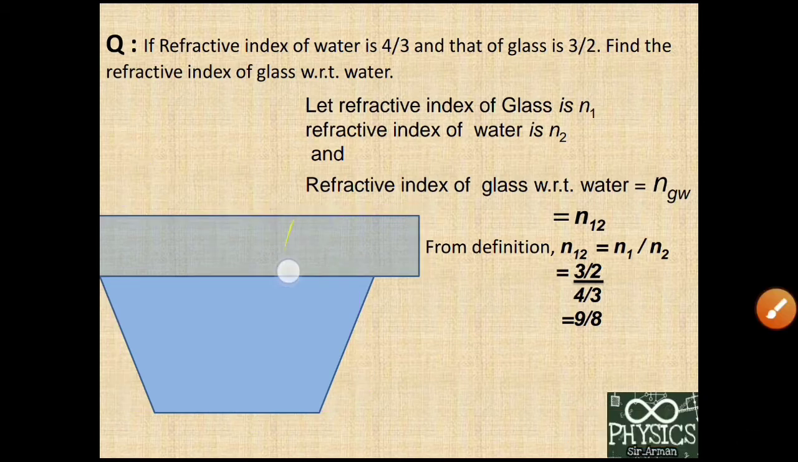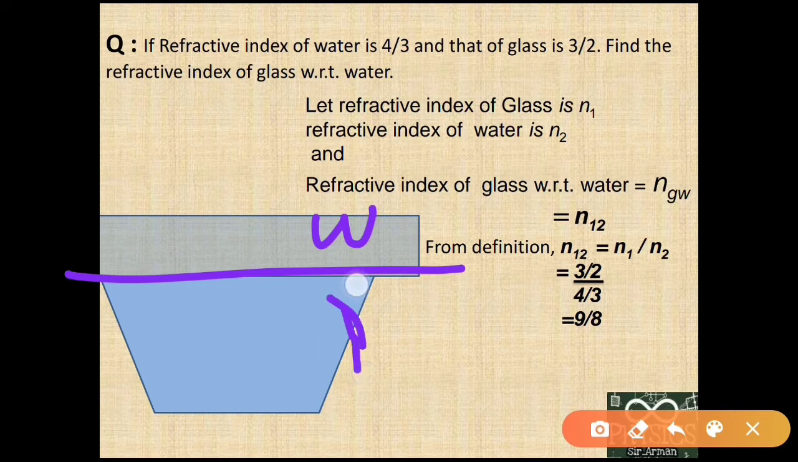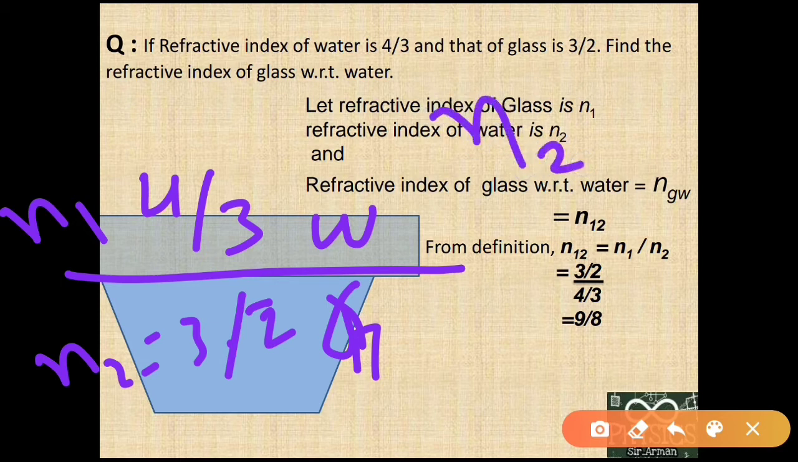Okay, so it will be easy, or you can consider this as a glass and this water, but to make the understanding clear, I am using some other technique. So here we have to find the refractive index of glass with respect to water. So this is our water and this is our glass. The refractive index of water is given as 4 by 3, that is eta 1 is 4 by 3, and eta 2 is 3 by 2. It is asked to find the refractive index of glass, that is eta 2, with respect to water, that is eta 1.